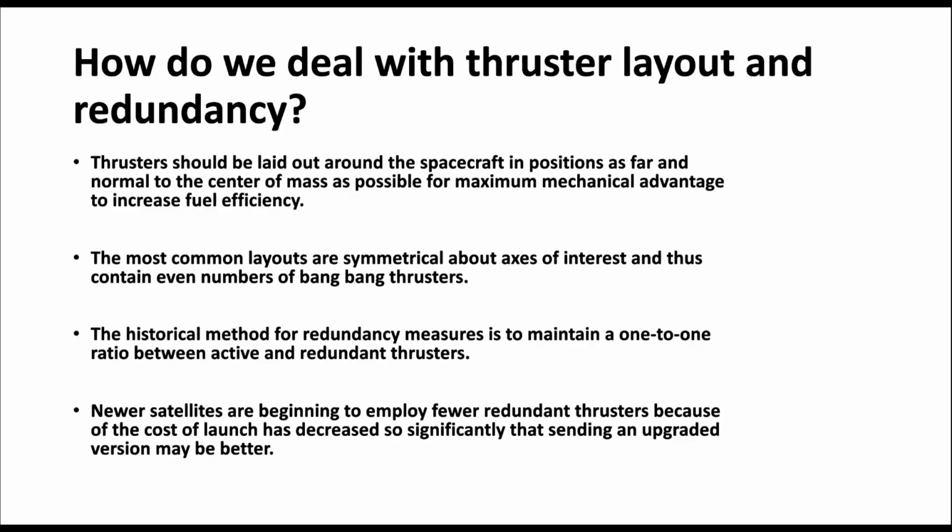Now the question is, how do we deal with thruster layout and redundancy? Well, thrusters should be laid out around the spacecraft in positions as far and normal to the center of mass as possible for maximum mechanical advantage, to increase the fuel efficiency of the spacecraft. The most common layouts are symmetrical about the axes of interest, and thus result in even numbers of bang-bang thrusters. The historical method for redundancy is to maintain a 1-to-1 ratio between active and inactive redundant thrusters, so if one fails, another can replace it.